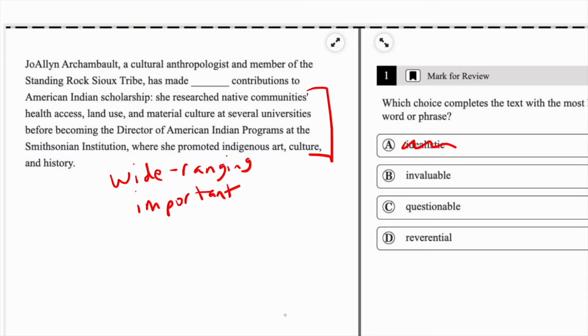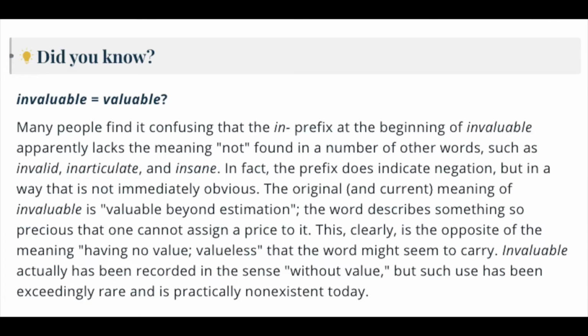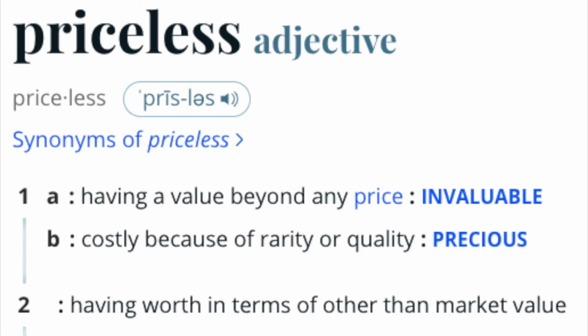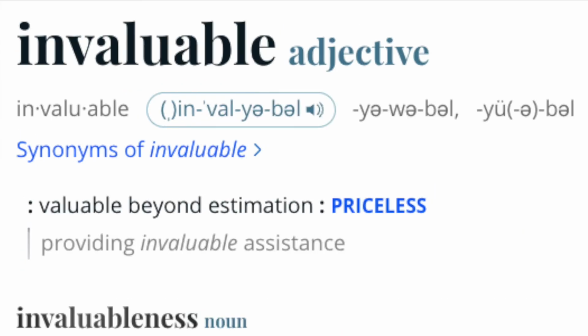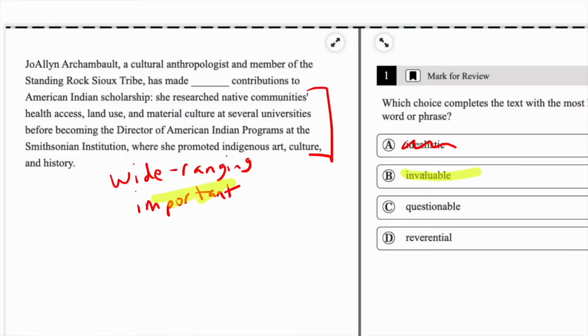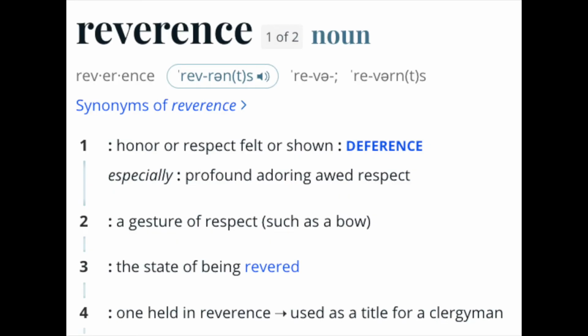Invaluable, on the other hand, does work because it basically means really, really important. It might seem kind of strange given that the prefix "in" generally means not valuable, but it's kind of like priceless. Priceless, so valuable that it doesn't have a price. Invaluable, so valuable you can't put a value on it. Something like that. So that would be the correct answer here. Questionable would have a negative connotation, and then reverential, showing reverence for something, is more than just showing respect. It's almost like worshiping it.